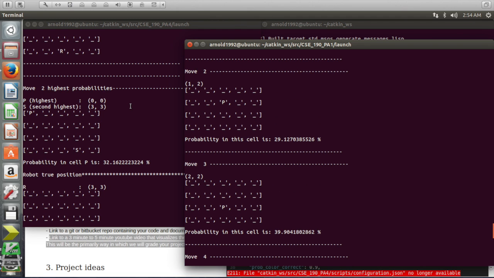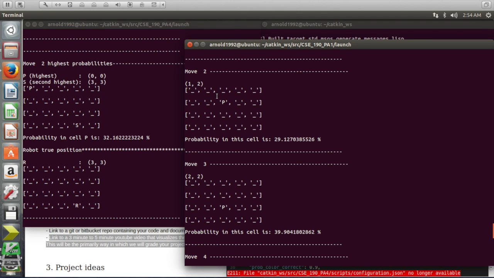On move 2, the highest probability in both filters did not predict where the robot would be, which is at 3-3. However, in the color sensor, with the second highest probability in the likelihood field map, just after 2 moves, it already correctly predicted where the robot is. Let's move on to move 3.